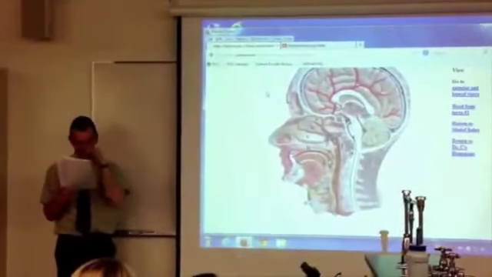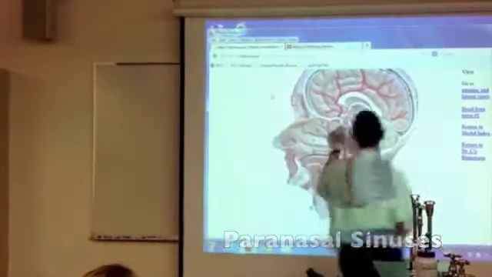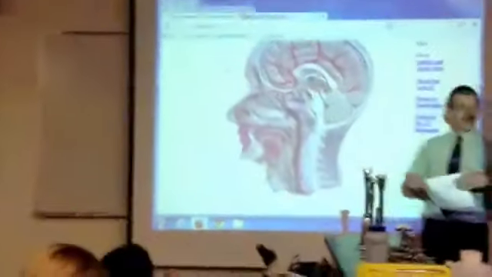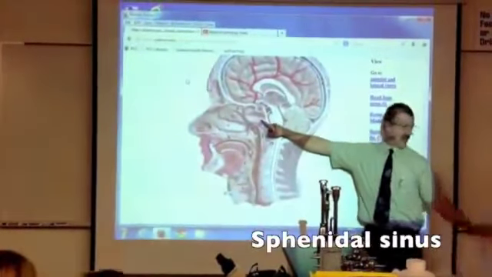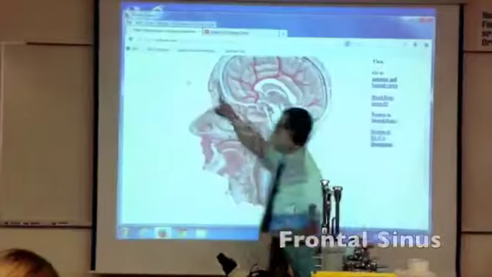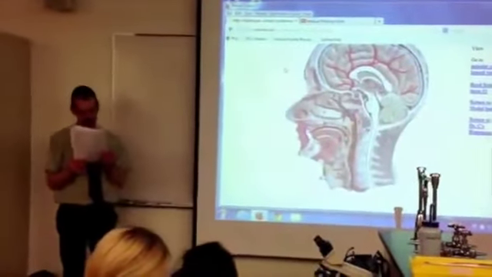You're supposed to know the paranasal sinuses from 231. There are two of them on here. Which one's this one? That's sphenoidal sinus. This one here, frontal sinus. There's two others you better know soon.